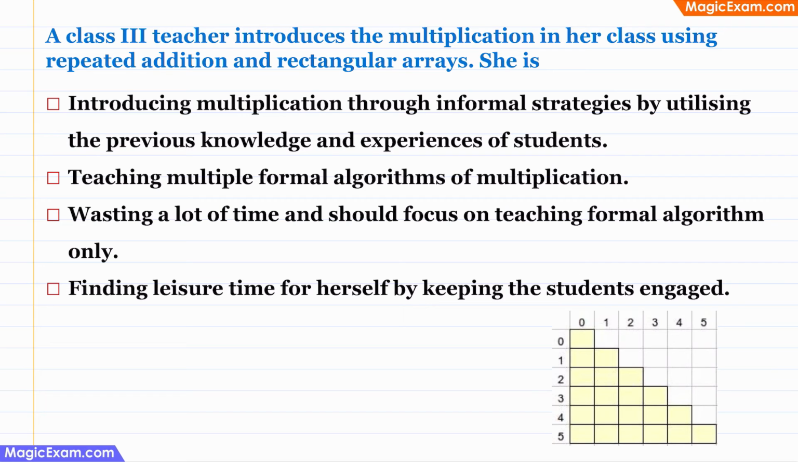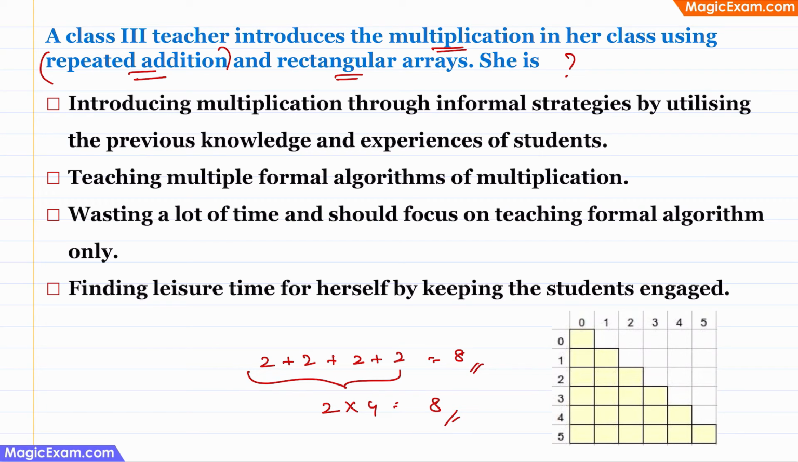A class 3 teacher introduces multiplication in her class using repeated addition and rectangular arrays. She is doing which of the following? Now, what the teacher is doing is using repeated addition. For example, 2 plus 2 plus 2 plus 2. And she's saying if it is being added 4 times, it means that 2 into 4 is equal to 8. This also is equal to 8. So she's using the concept of repeated addition to teach about how multiplication works.